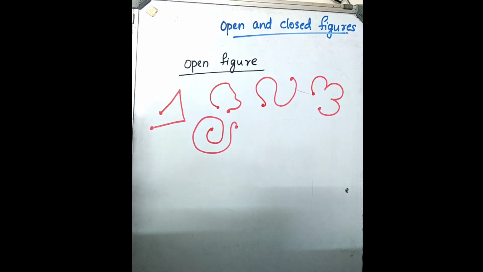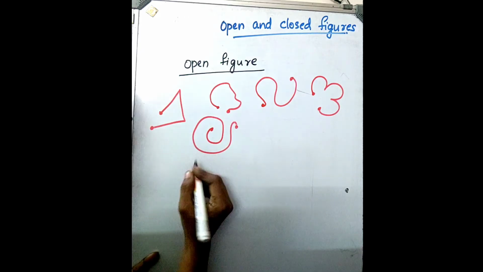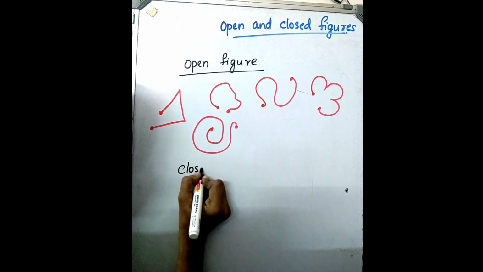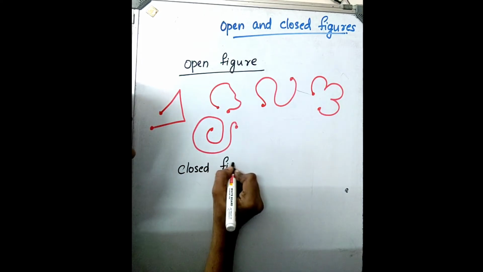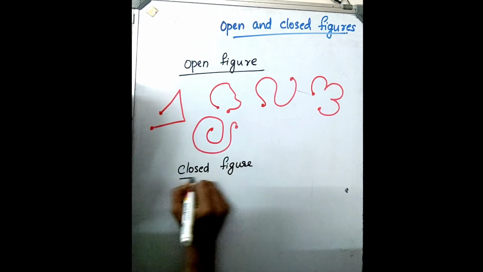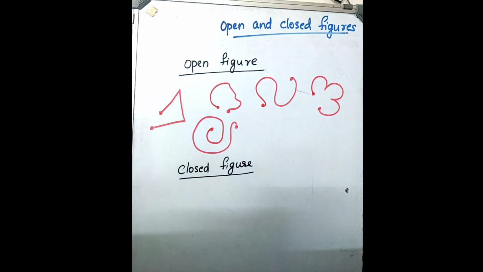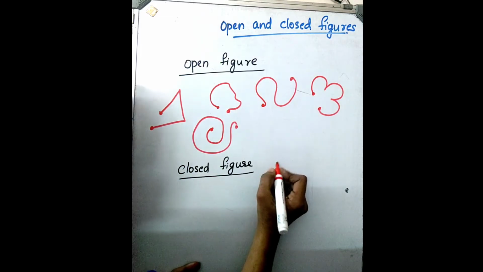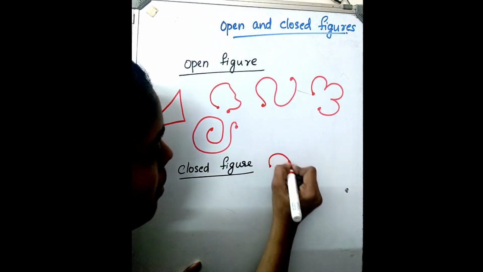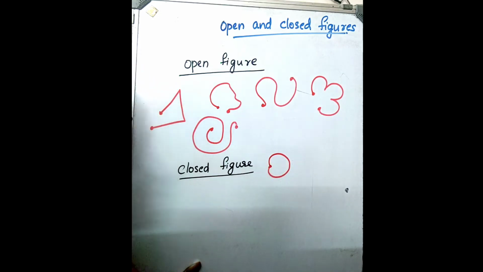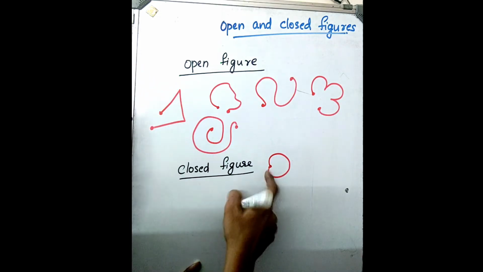Then what is a closed figure? Closed figure means a figure or a shape that begins and ends at the same point. Begins and ends at the same point.